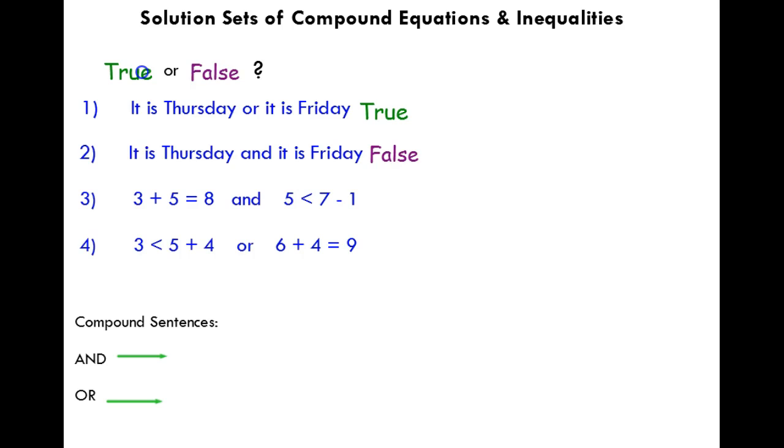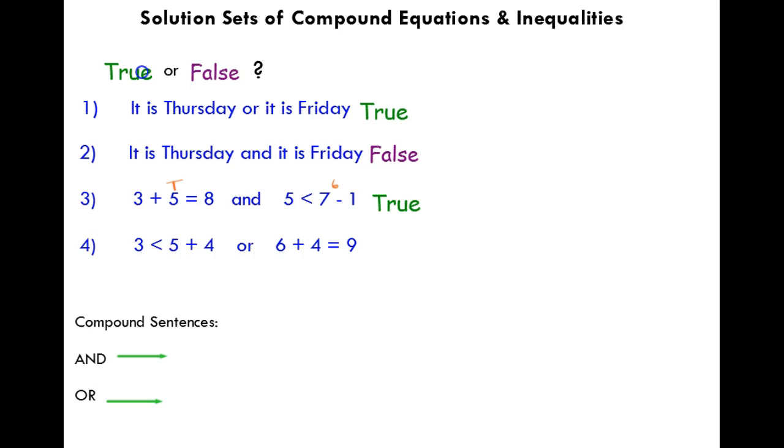In a math sentence, it starts off with an and. So basically, if we learned anything from number 2, it's that when you use the word and, both things have to be true. So we do this little math problem here. We get 3 plus 5 equals 8. Well, that's true. 5 is less than 7 minus 1. 7 minus 1 is 6. 5 is less than 6. So since they are both true, the whole thing is true.